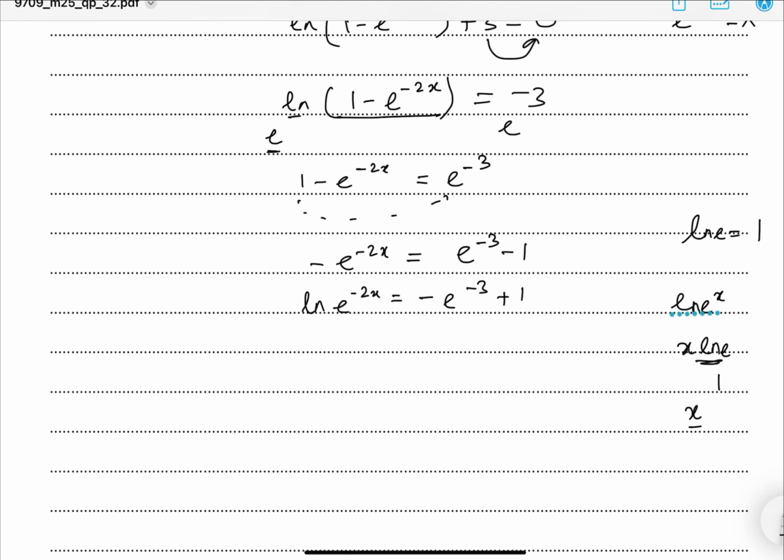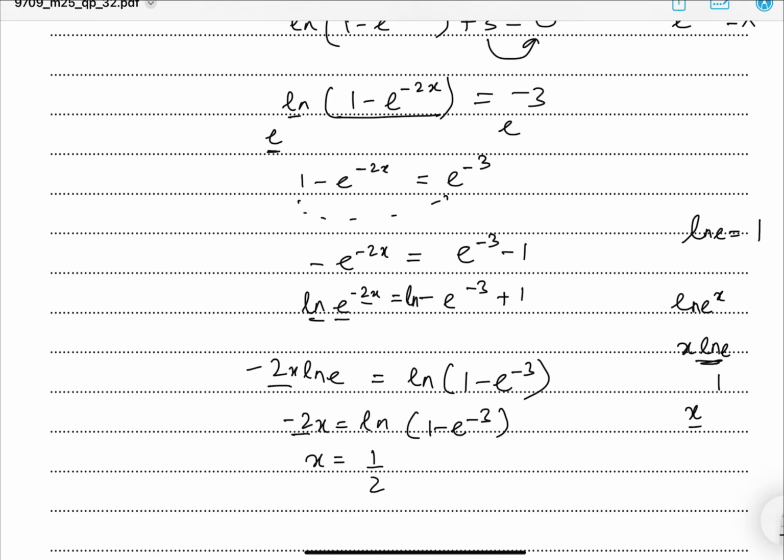If we take ln here, what will happen? This will happen, my friends: ln e^(-2x) is -2x ln e, and the right side would be ln(1 - e^(-3)). Yes or no? Over here we have -2x = ln(1 - e^(-3)). This negative 2 will go there: x = -1/2 ln(1 - e^(-3)).